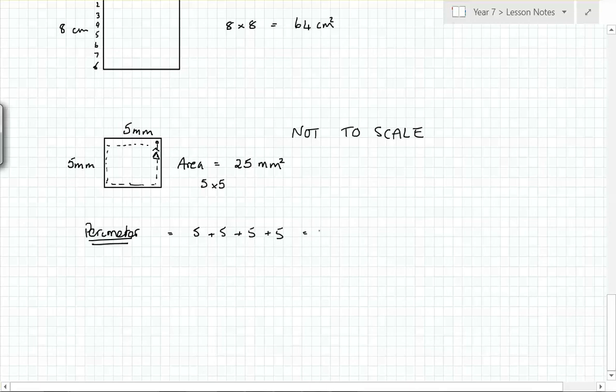20 what? Elephants? Bananas? 20 centimeters squared. No. Millimeters squared. No. Millimeters. 20 millimetres in this case.